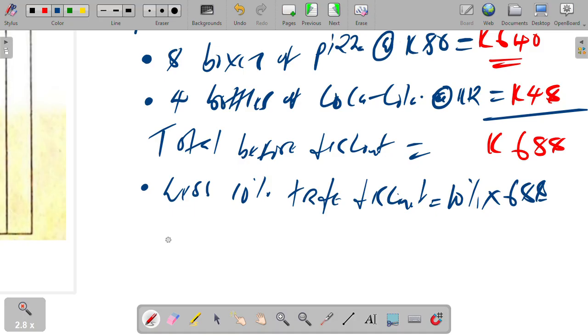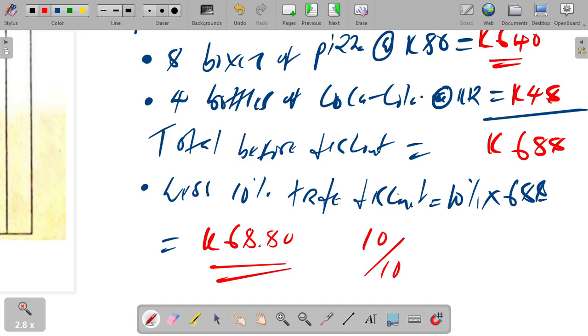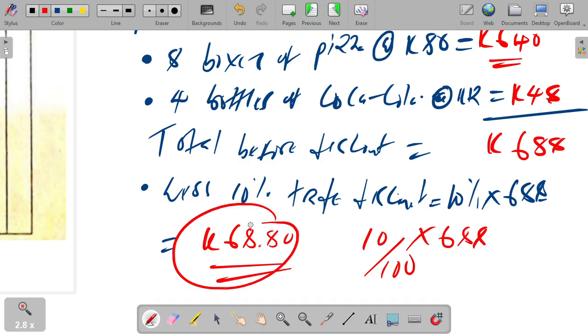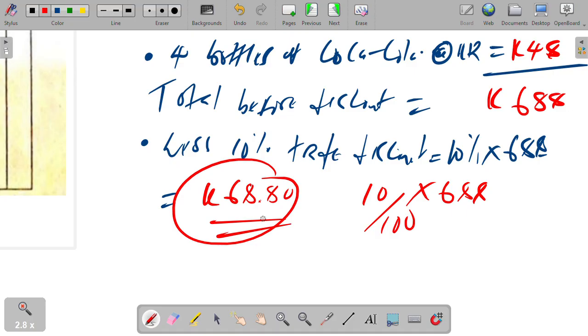Okay, our total here is 10% of 688. The answer is 68.80. Okay, I hope you know how to calculate 10% of each. So 10% means of 100, then you multiply the 688 kwacha. So you multiply 10 by this and then you divide by 100. This is how we got this. This is less 10% trade discount.